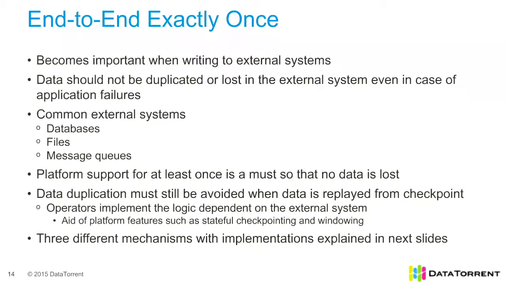Okay, so when is end-to-end exactly once important? It becomes important when you're writing to external systems. What it means is that the data should not be duplicated or lost in the external system, even in the case of operator failures or application failures. The common external systems which streaming applications or even batch applications deal with are databases, files, or message queues.